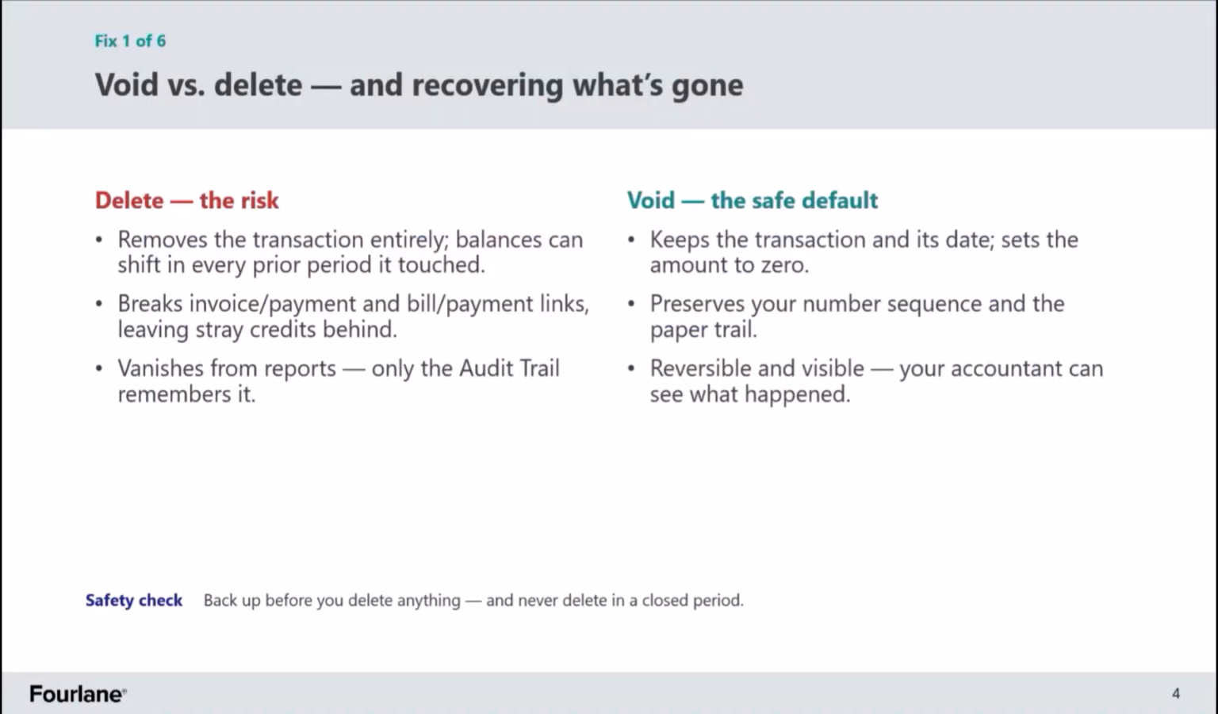Now, coming back to our safety check for fix number 1, and that is back up your file before you delete anything, which we shouldn't be deleting anyway. We're going to void them. So before you void, definitely before you delete, there might be instances where you really do need to delete something. But always make a backup of your file before you do any type of correction. And never delete anything in a closed period.